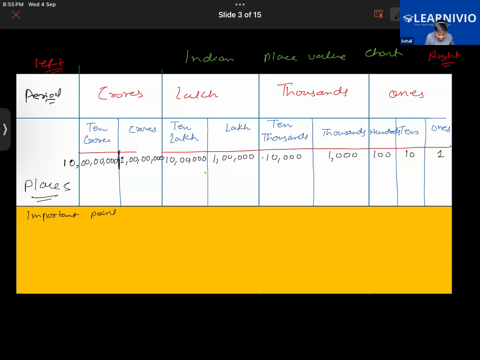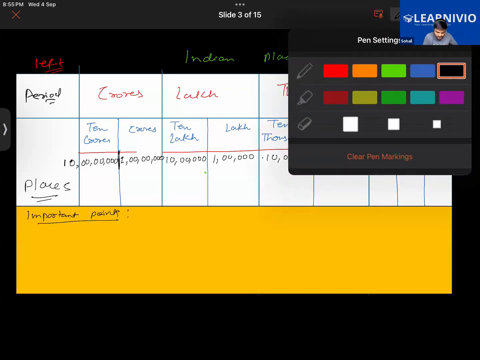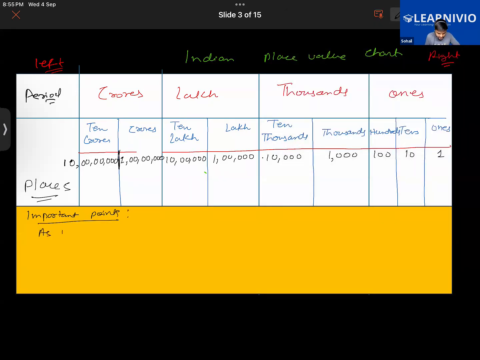Important points in this. So the first thing here is that as we move from right to left, what we observe is that each position gets... Sir, what is this chapter's name? One minute. Number system. The first chapter where we had learned about place values and all that.